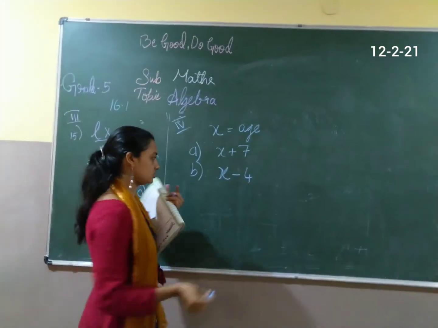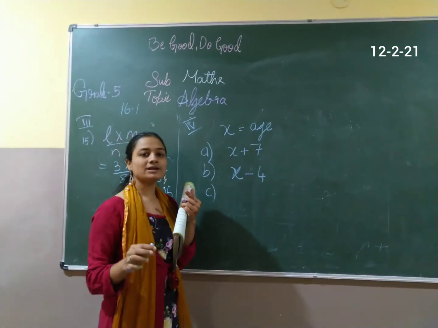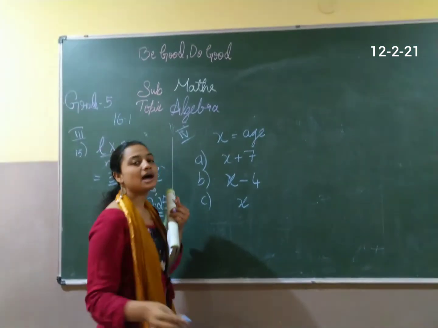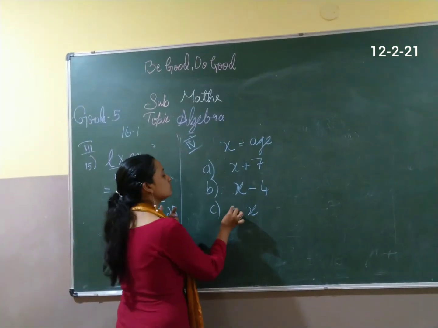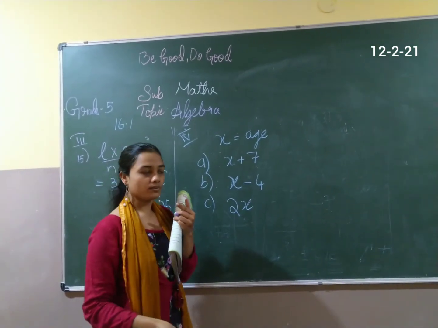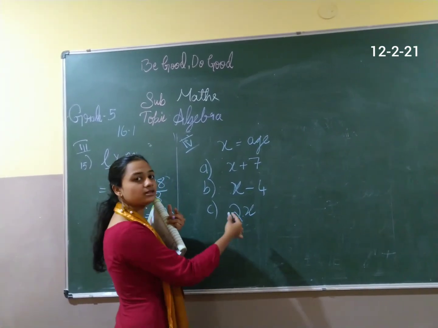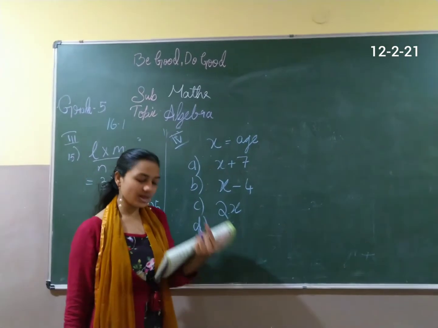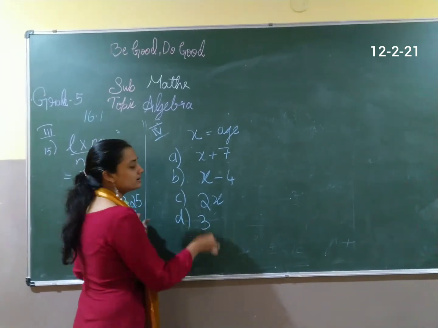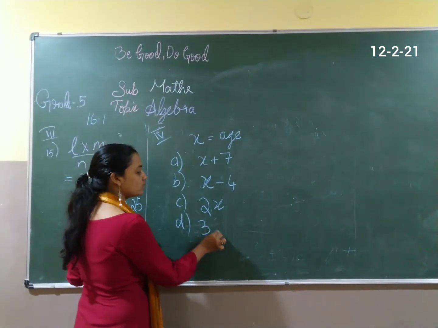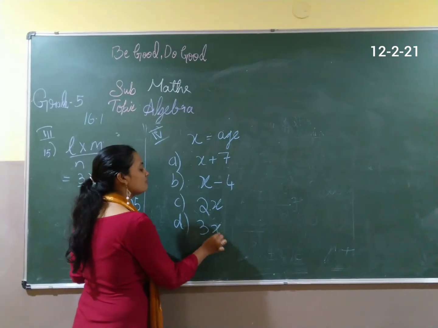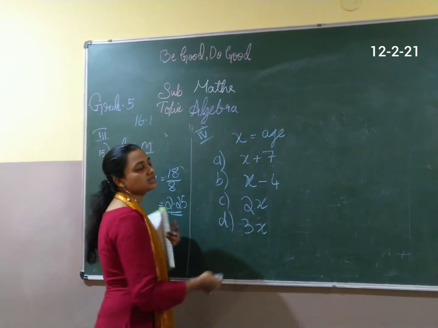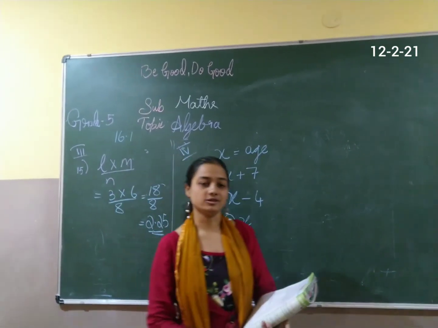Double of your age. Double means what, children? When you multiply anything with 2, it is double. So if my age is X, and I want my double age, I multiply this with 2. If you don't write anything, it is understood to be multiplication. Next question. 3 times your age. So 3 times means multiplication. So I don't write the multiplication symbol. That is 3X. So these are the algebraic statements for the last one.